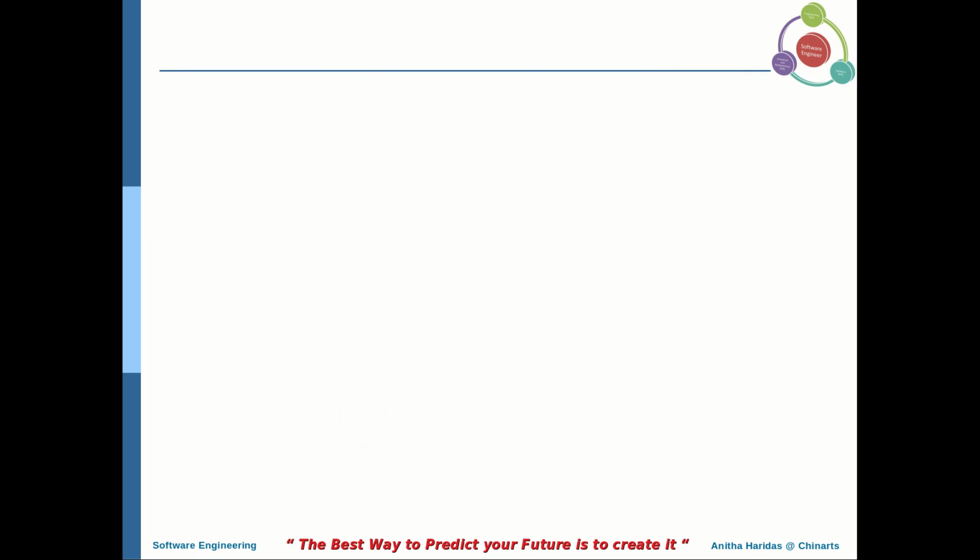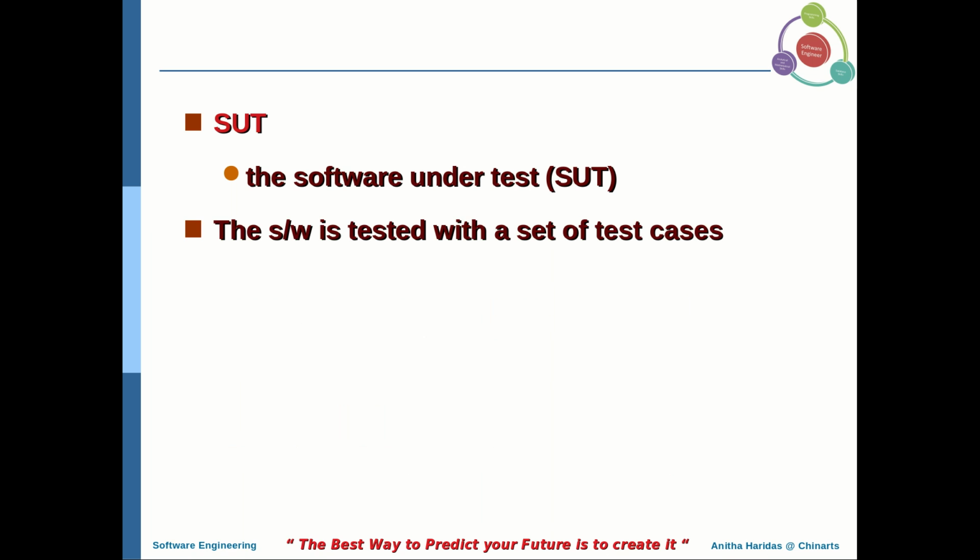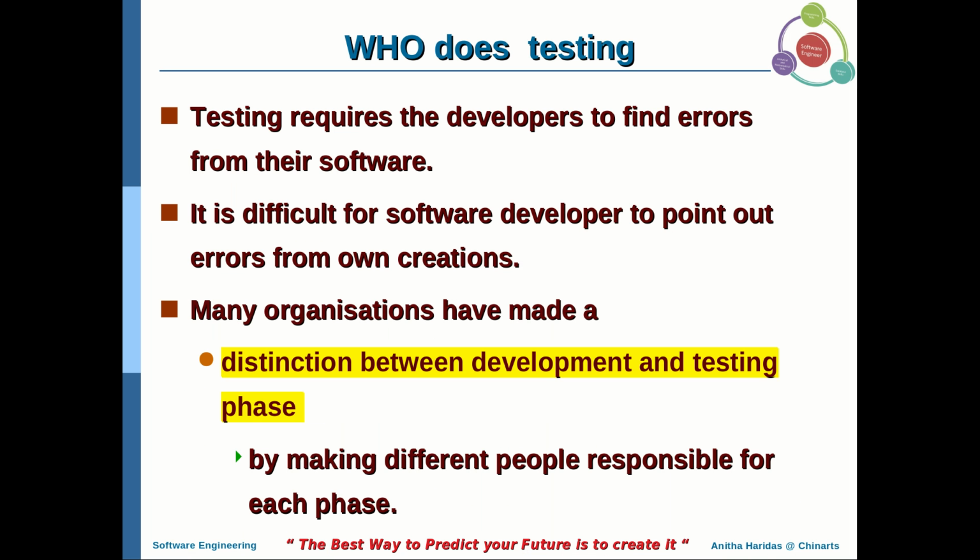Now the next question is, we have seen what is testing, we have seen why we are doing the testing. Now the next question is, who is responsible for doing the testing process? So testing requires the developers to find errors in their software. So I have developed a module, I have to find out some errors. But remember, it is very difficult for a software developer to point out errors in their own creation.